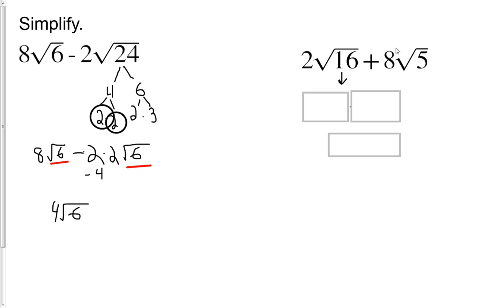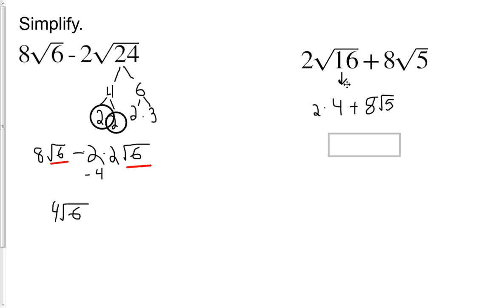Next, 2 root 16 plus 8 root 5. So 8 root 5 comes down. Square root of 16 is 4. That is one where I expect you to have it memorized. If not, you may need to go back and look at those notes from an earlier chapter where we did the square roots. But 4, 9, 16, 25, those perfect squares, I'm typically not going to make a tree for.